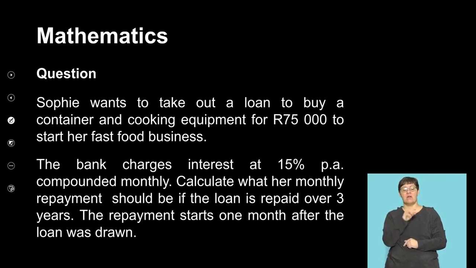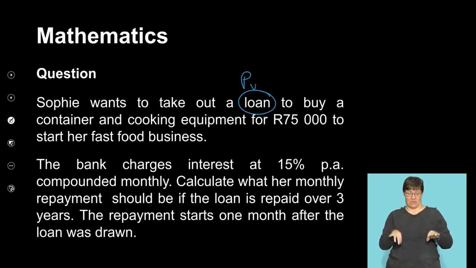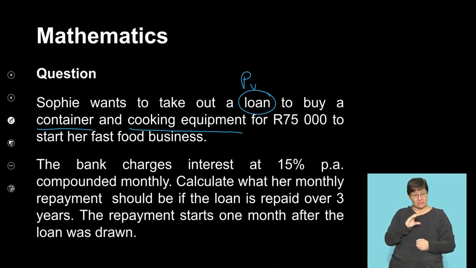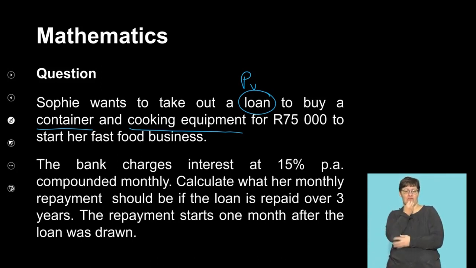So Sophie wants to take out a loan. Immediately I see the word loan, I then know I'm talking about present value, right? And this loan is mainly to buy a container and cooking equipment for 75,000 together, to start her fast food business. So she wants to start a fast food business. To start up, she says, okay, I need a container, I need some equipment. It will cost me maybe 75,000 or more, but I want to take out a loan of 75,000.